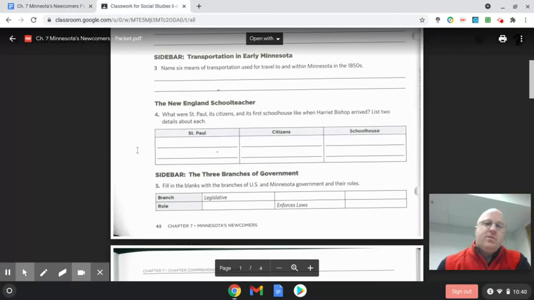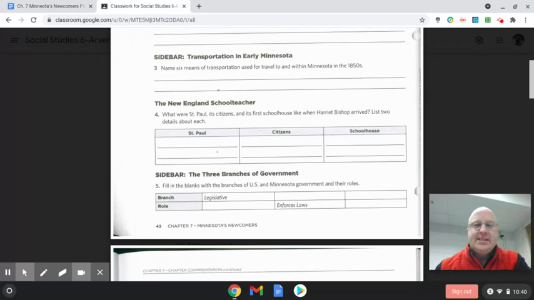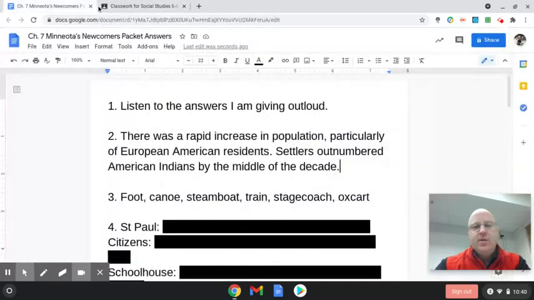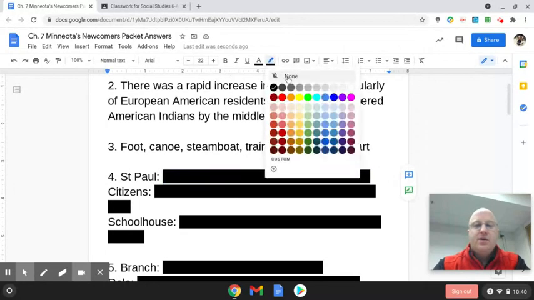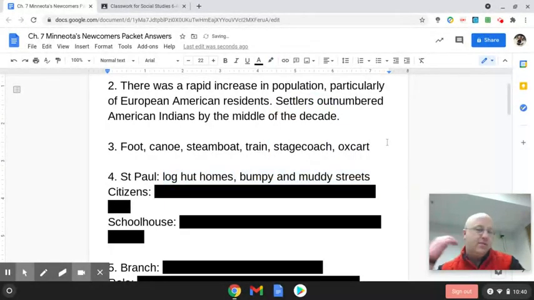Question number 4 says, what were St. Paul, its citizens, and its first schoolhouse like when Harriet Bishop arrived? List 2 details about each. You might have something slightly different than these, but this is just the answers that I came up with. So describing what St. Paul was like, well, it had log huts were the homes, and the streets were bumpy and muddy. So it was really the beginning of a small town. And as more people would move there, the town would change.